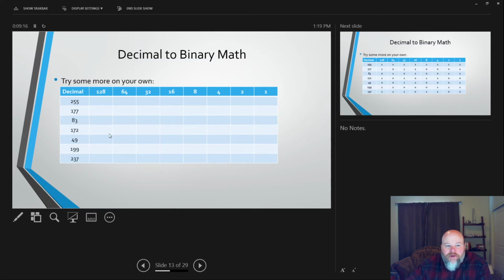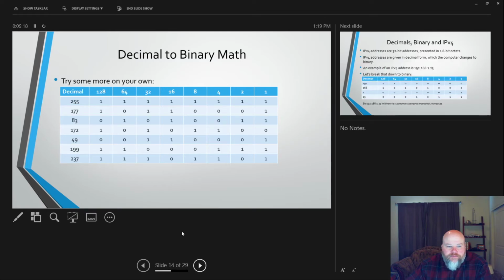And follow that same process for the remainder. You should have gotten answers like this. So the binary representation of 49 should be 00110001.